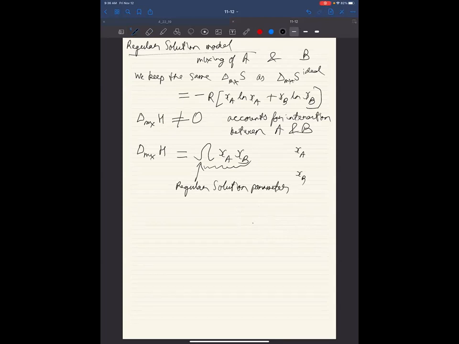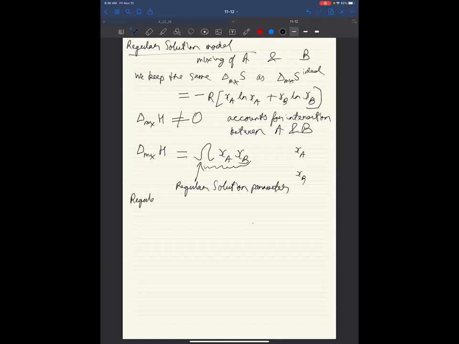So what should we do to omega in order to recover the ideal gas mixing? We make it 0, right? If omega is 0, we recover the ideal solution model. And omega is actually quite physical, so we can get a lot of intuition into what omega might be, and we will talk about that in just a moment. But let's write down the full free energy of mixing for the regular solution model.